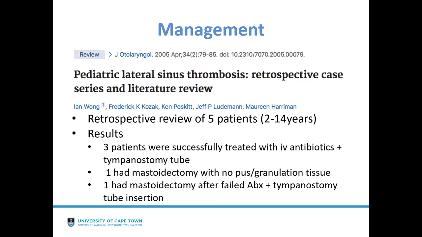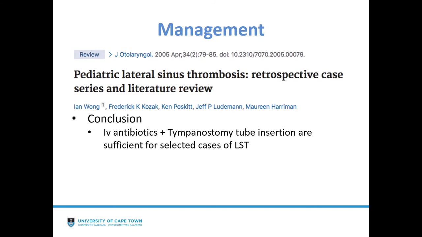I looked at this retrospective case series where they reviewed 5 patients with confirmed lateral sinus thrombosis. In their results, 3 patients were successfully treated with IV antibiotics plus tympanostomy tubes with complete resolution of the sinus thrombosis. 1 patient had a mastoidectomy with no pus or granulation tissue found, which was deemed an unnecessary mastoidectomy. And 1 patient had mastoidectomy after failed antibiotics and tympanostomy tube insertion. These were pediatric patients, and they concluded that IV antibiotics plus tympanostomy tube insertion are sufficient for selected cases of lateral sinus thrombosis. Of course, taking into consideration your clinical presentation, be it your patient presents with complications or not.